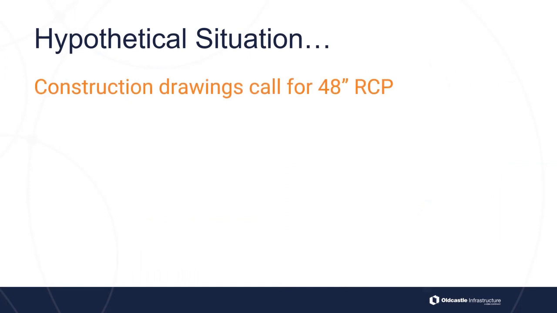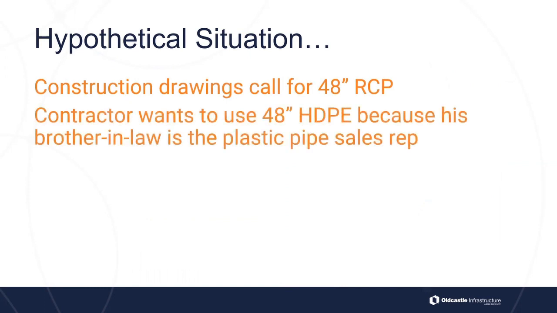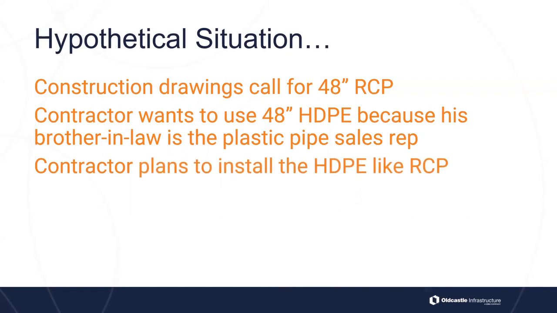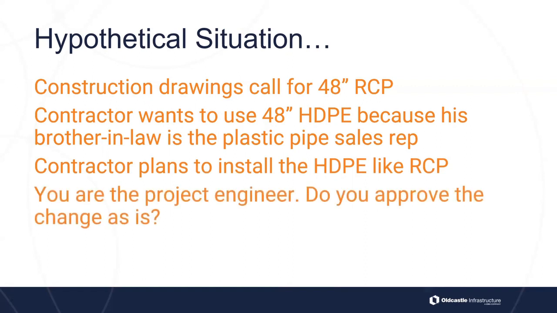The construction drawings for a project called for 48-inch reinforced concrete pipe. The contractor wants to use 48-inch HDPE because his brother-in-law is the plastic pipe sales rep. The contractor plans to install the HDPE pipe just like he would reinforced concrete pipe. So you're the project engineer. Do you approve the change as is? As I mentioned before, we looked at this from a design standpoint last webinar, but this one we're going to look at it from an installation standpoint and what the responsibility is of the engineer in installation as well.